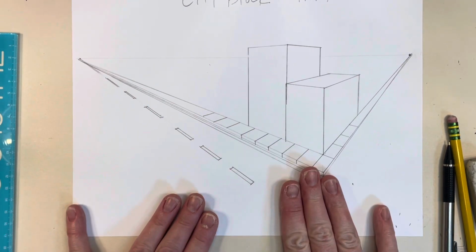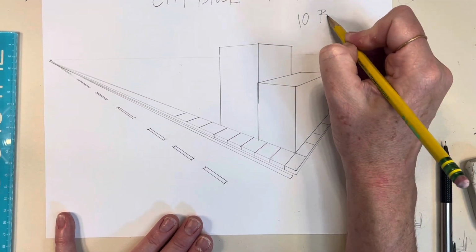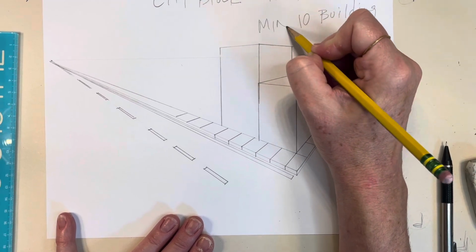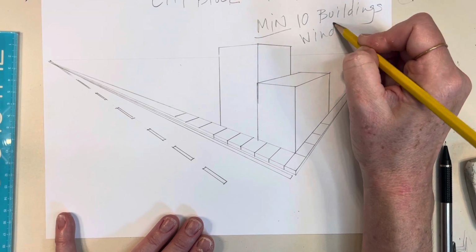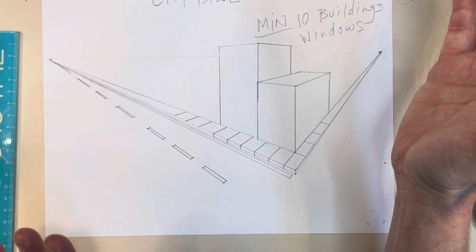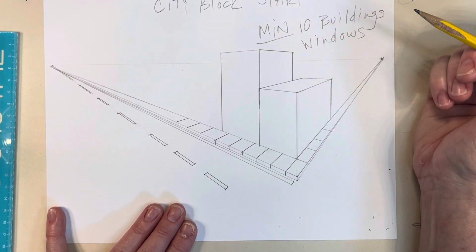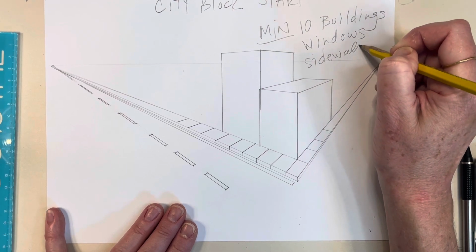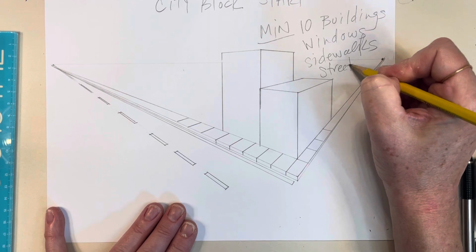Okay, so get your city block started. The goal is to have 10 buildings. Obviously you can draw more, but minimum of 10 buildings. And they all have to have windows, doors, and things like that. I have a whole rubric that I will also post on Canvas that has what you need to have in it. But windows, sidewalks, and street lines.